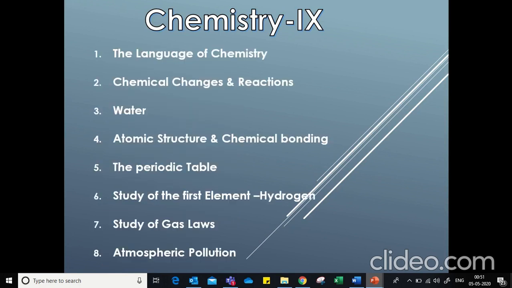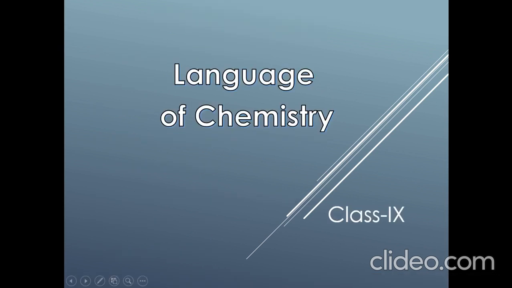Now, in grade 9, there are a total of 8 chapters. Today, we are going to study the first chapter, that is the language of chemistry. You must have learned balancing equations in grade 8. This chapter is a little advanced version of what you have learned in grade 8.